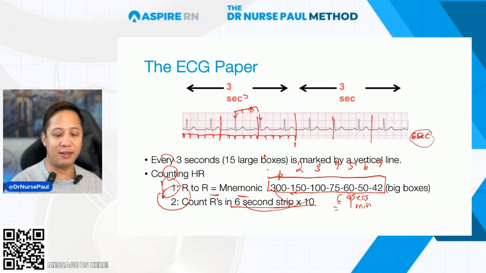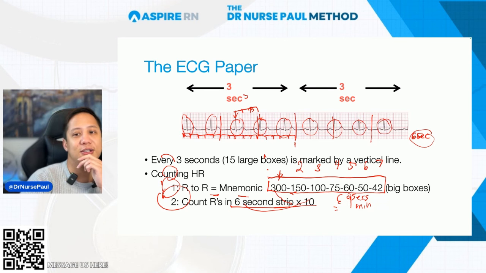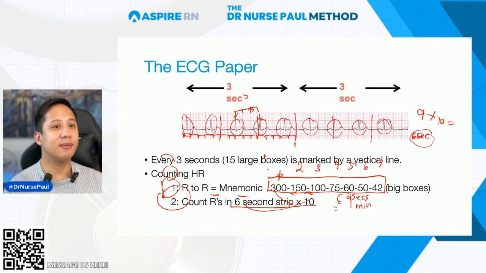The rule is count all the R's. How many R's did we see? Those are your peaks. 1, 2, 3, 4, 5, 6, 7, 8, 9. How many R's did you see, guys? 9, right? Times how many? 10. What's your heart rate? Everybody, what's your heart rate?